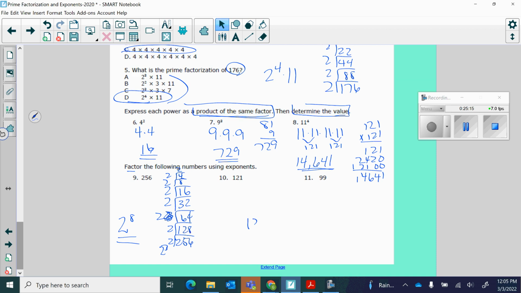121. This is one that can mess you up on my 2357 because 121 is the next number that is a product of a perfect square. 11 times 11. So 11 to the 2nd power. 99. Can't divide that by 2, but I can by 3. Gives me 33. Can still divide that one by 3. Gives me 11. 11's my next key number. So 3 squared times 11.